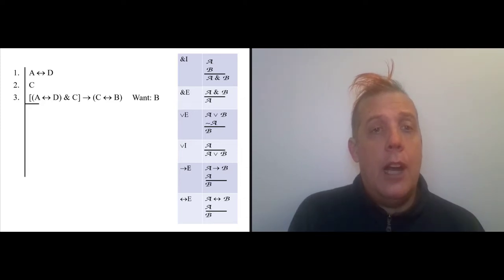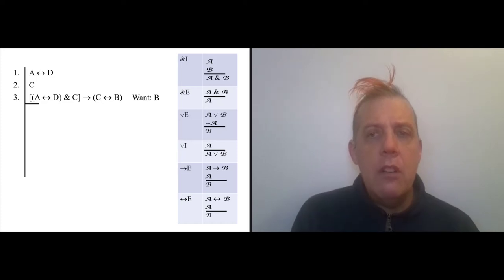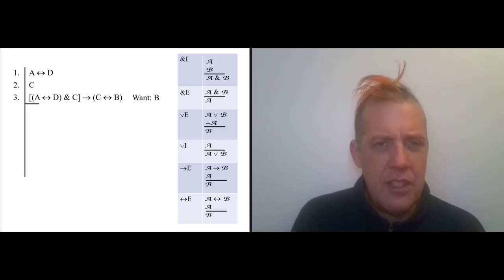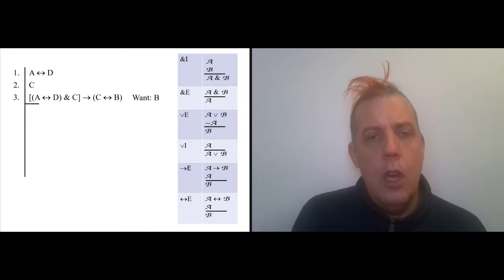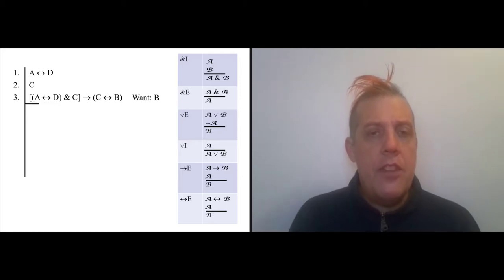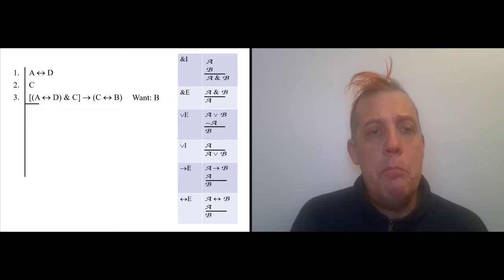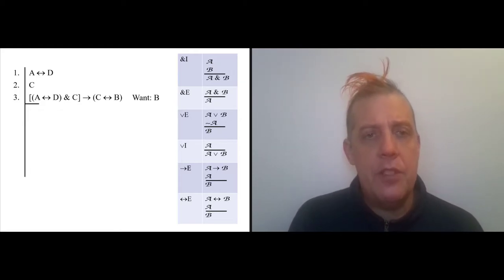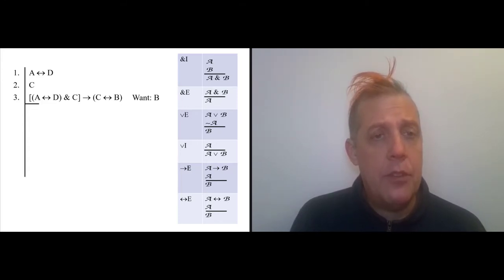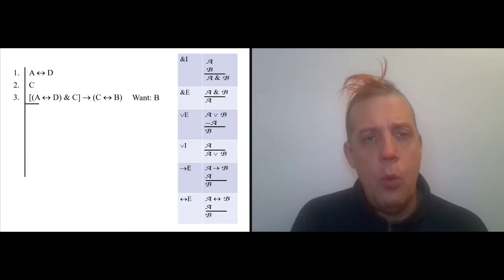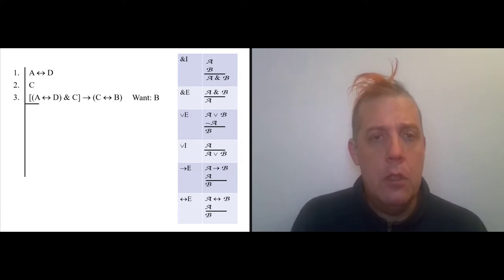So here are our options. Now, this might be tricky. You might look at this and say, I don't know what to do. Well, one thing to note is that we want B. There's only one place where B appears in the premises, and that's at the very end of statement 3, the third premise, right? So somehow we are going to uncover B from all of that other stuff.